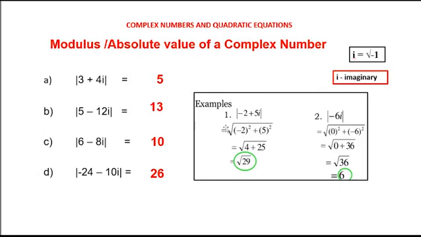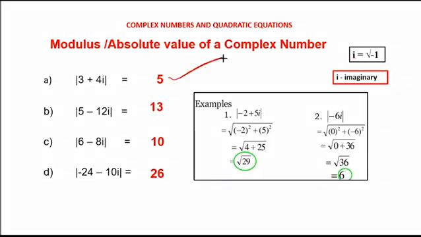Observe the first example here: modulus of minus 2 plus 5i, which is nothing but the square root of minus 2 whole square plus 5 square. Simply, don't make any i square or expanding all those things, not required. It is the square root of the sum of squares of the real and imaginary parts. So minus 2 whole square plus 5 square gives square root of 29. Similarly, modulus of minus 6i: there is no real part, so simply put 0 square plus minus 6 whole square, which gives square root of 36. Finally, you will get 6.